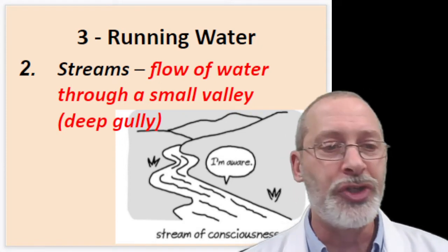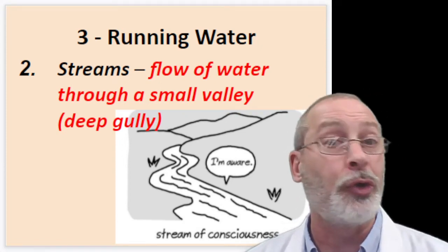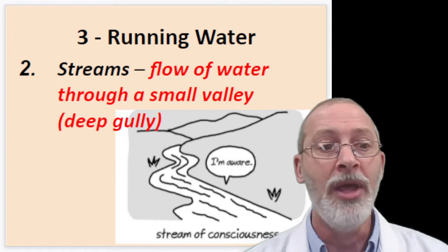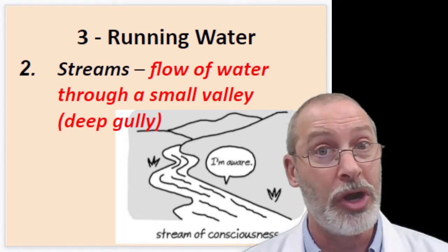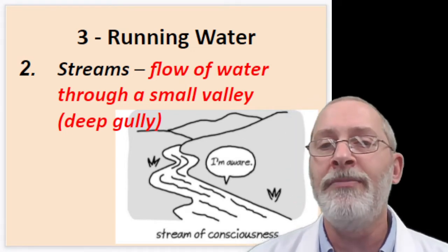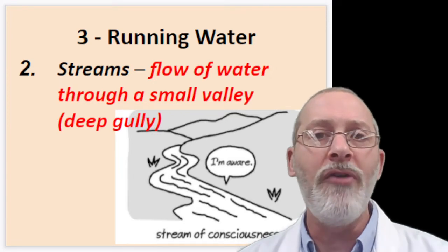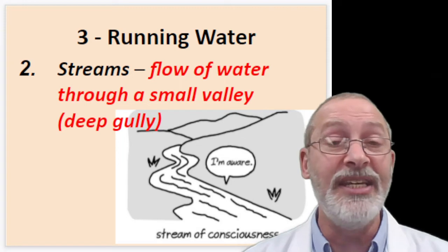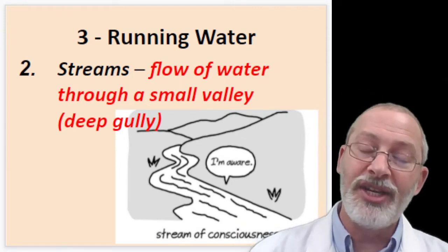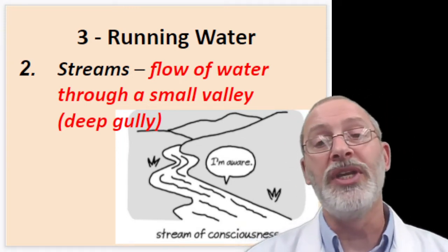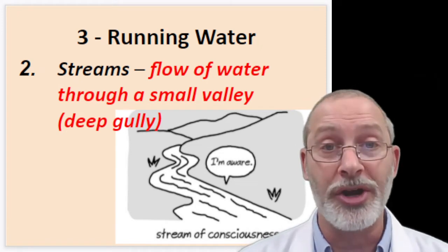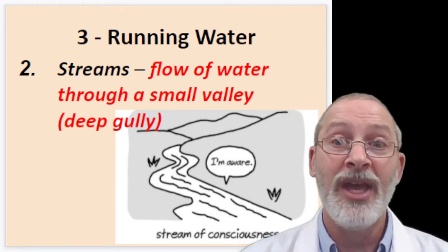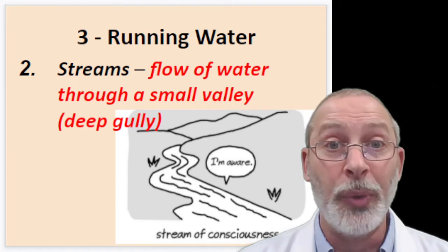We may have different terms for them. A creek is a smaller stream. A river, which we'll get to, is a larger stream. But streams are the flow of water through a small valley, which is a deep gully that has cut deep enough to exist below the water table. In other words, a stream is a gully filled with water.